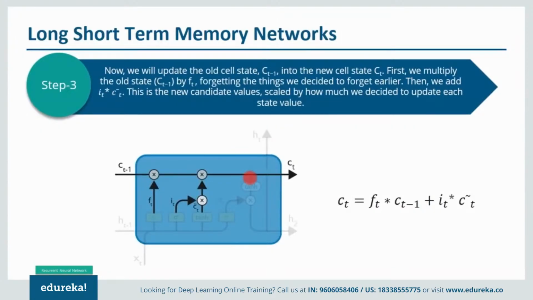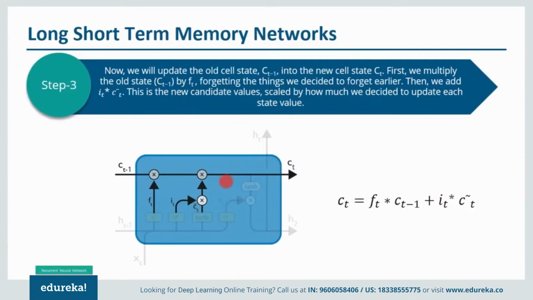Now is the time to update the old cell state ct-1 into the new cell state ct. In the previous steps we have already decided what to do. We just need to actually do it. So we multiply the old cell state ct-1 with ft that we got in the first step, forgetting the things that we decided to forget earlier, if you can recall. Then we add it ct, the term that comes from multiplying i t and c bar t, which is the new candidate value scaled by how much we decided to update each state value.